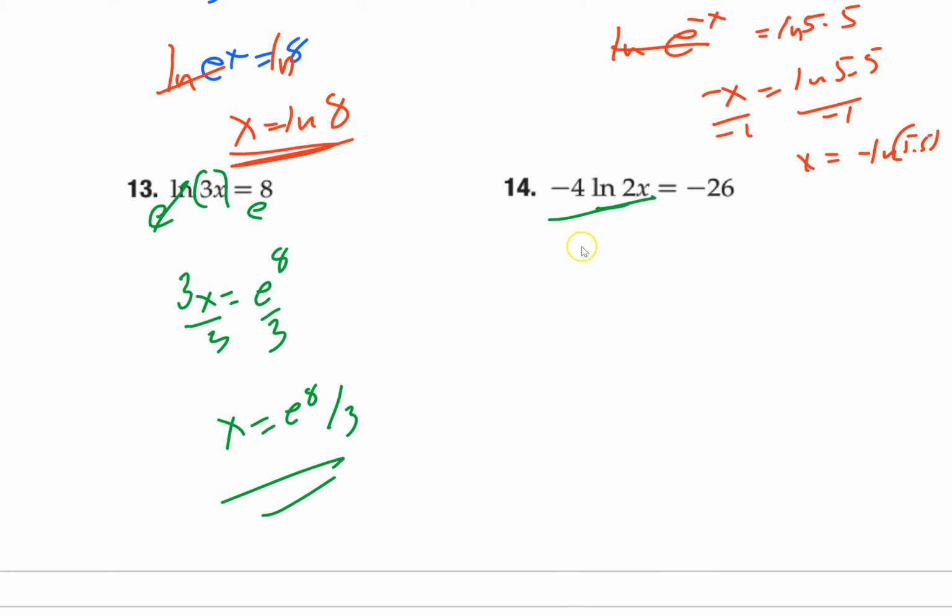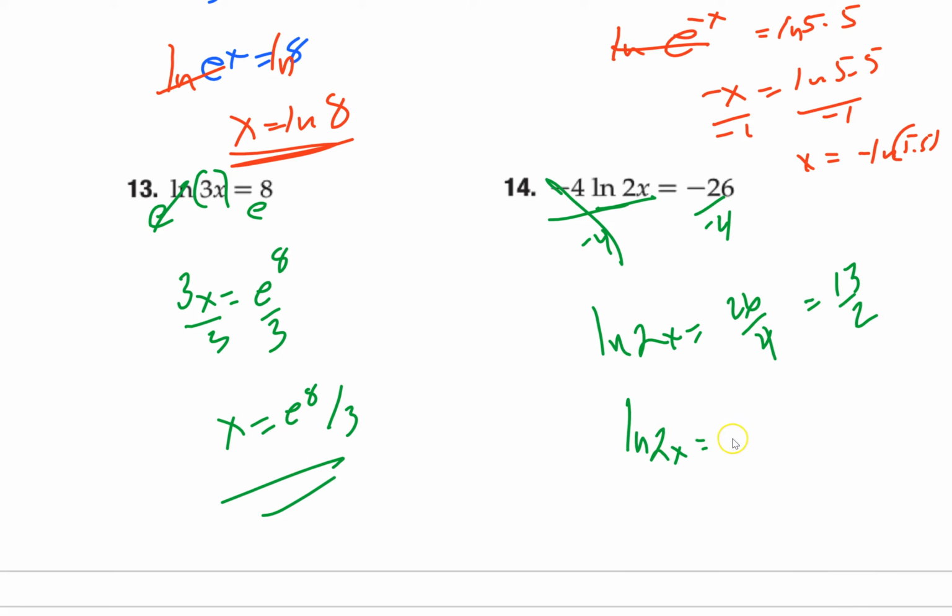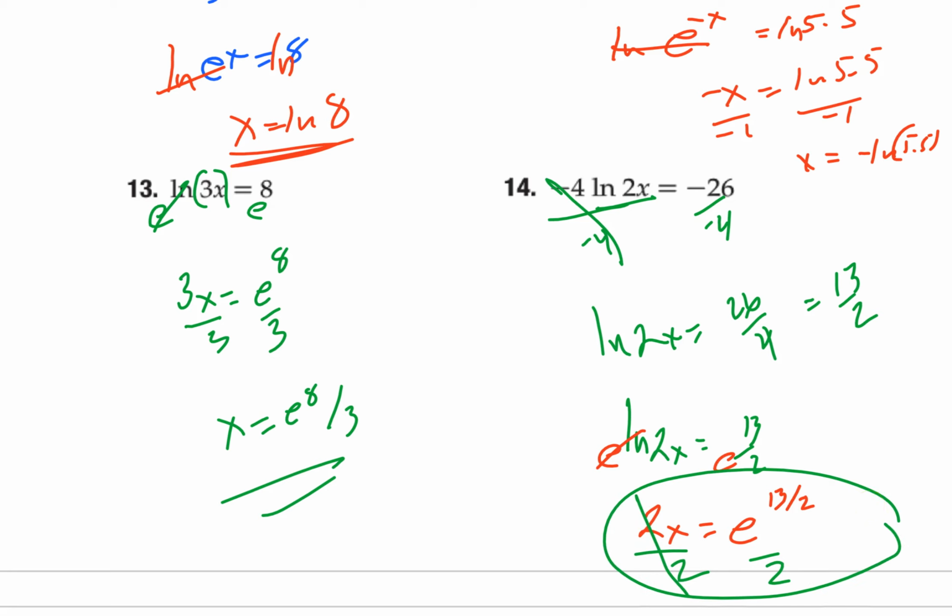Just like before, you always want to isolate the natural log. Get rid of that negative 4. Natural log of 2x equals 20, cancel out, 26 over 4. Also known as 13 over 2. So let me rewrite that. What we do next is what we always do. You want to get rid of natural log? Take the e to both sides. Now that's all alone. 2x equals e to 13 over 2. I'll get rid of that 2. Either multiply by 1/2 or divide by 2. And there you go. X equals e to 13 over 2 divided by 2.